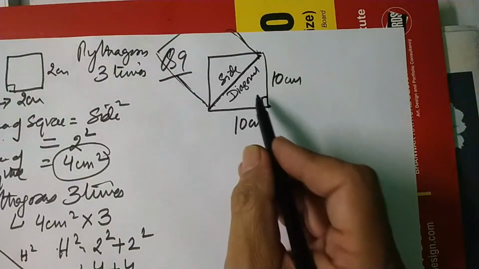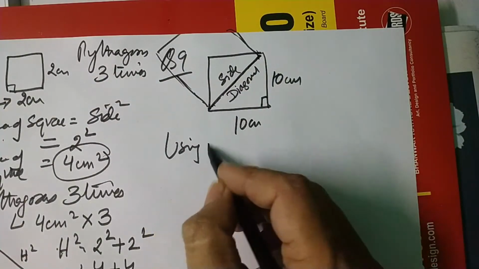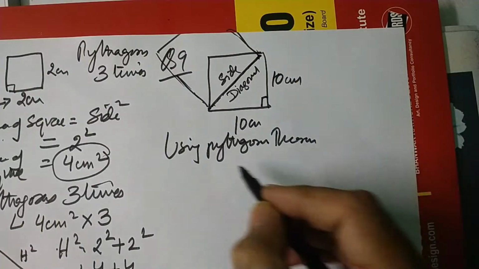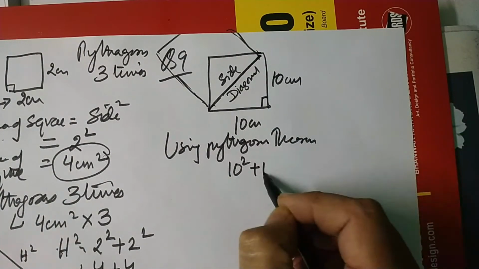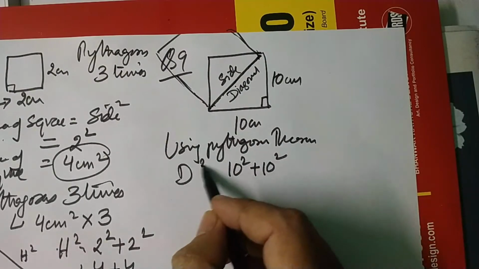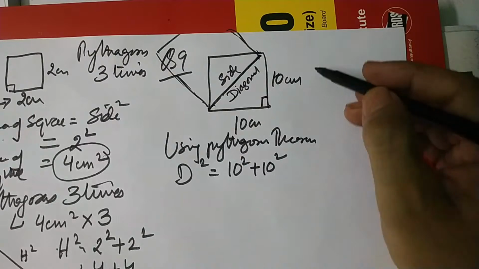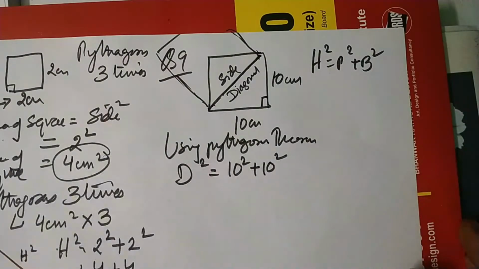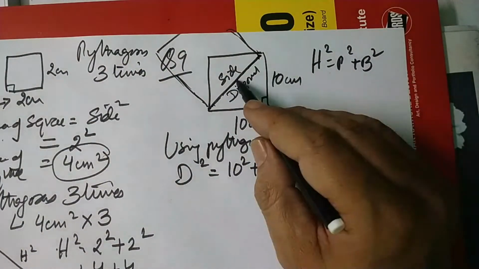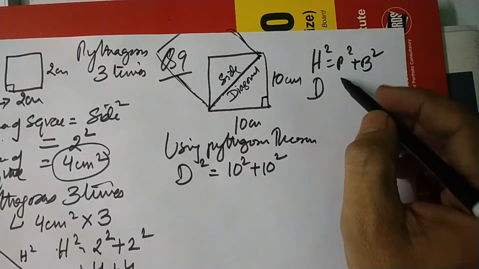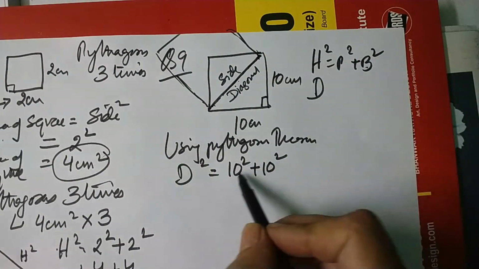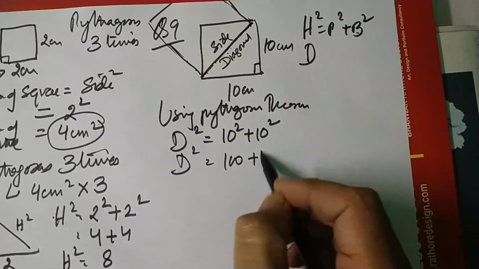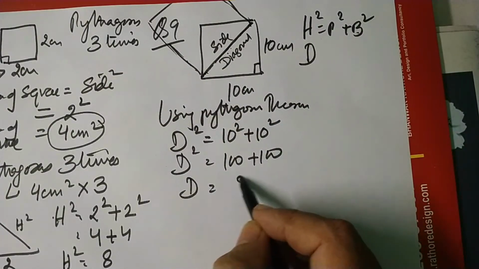So first find it using the Pythagoras theorem. So 10 square, I am directly writing, diagonal d square, this is h square. Pythagoras theorem is h square is equal to p square plus b square. Now h is diagonal, so I have written d. P is 10, b is 10, so I have written 10 square plus 10 square. So what is the diagonal square coming? 100 plus 100. d square comes 200.